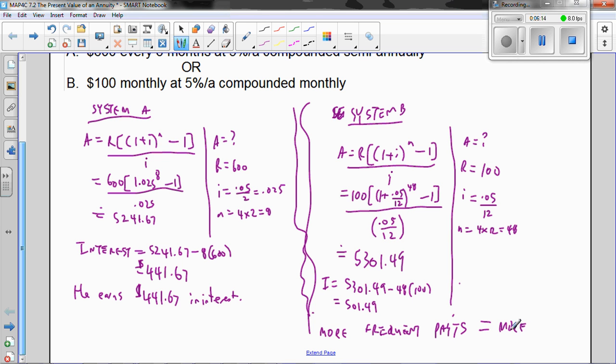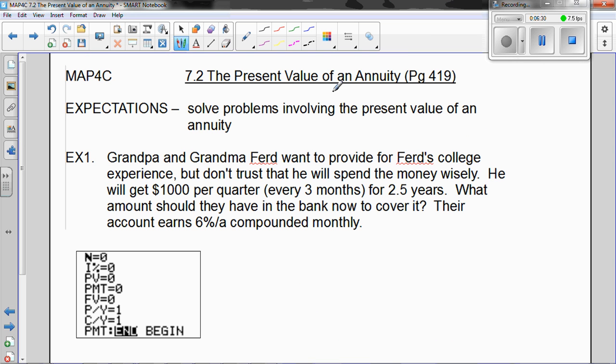And that makes sense. The interest is compounded more frequently, along with the payments being more frequent. All right. Dandy. And so let's get into today's stuff. Solve problems involving the present value. We've heard those words before.